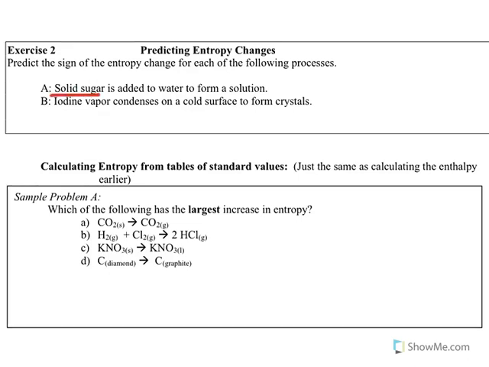Okay, so if we start out with a solid and it is added to water to form a solution, it is dissolving, so we should expect that this is an increase in disorder, so it should be a positive delta S. Iodine vapor condenses, so here we have a gas going to a liquid. Oh, actually, not a liquid, it's forming crystals, so that's actually going to be forming a solid. So that's going to be a decrease in disorder, so a negative delta S, a decrease in entropy.